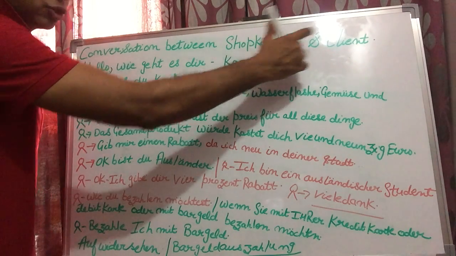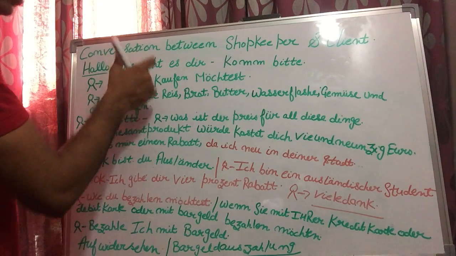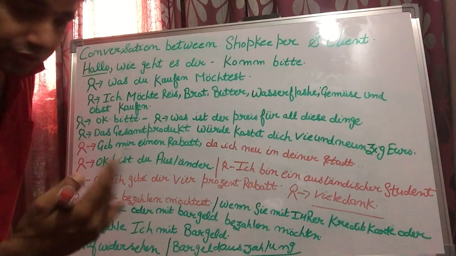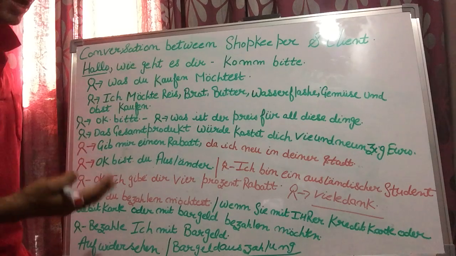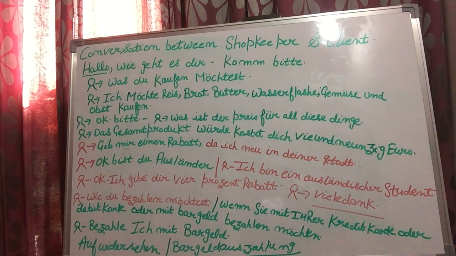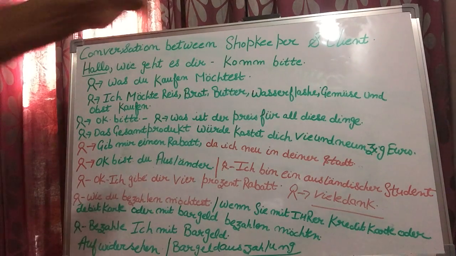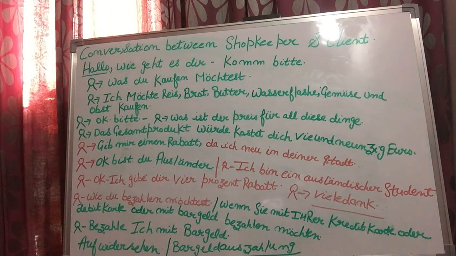Now there's a conversation between the shopkeeper and the client. The shopkeeper asks the client, hi, how are you? Come please. Hallo, wie geht es dir? Komm bitte. Bitte is the phrase for please. Wie geht es dir is hi, how are you. Komm bitte, come please. Basically, komm bitte is come please, and bitte means please. Is that clear to you?